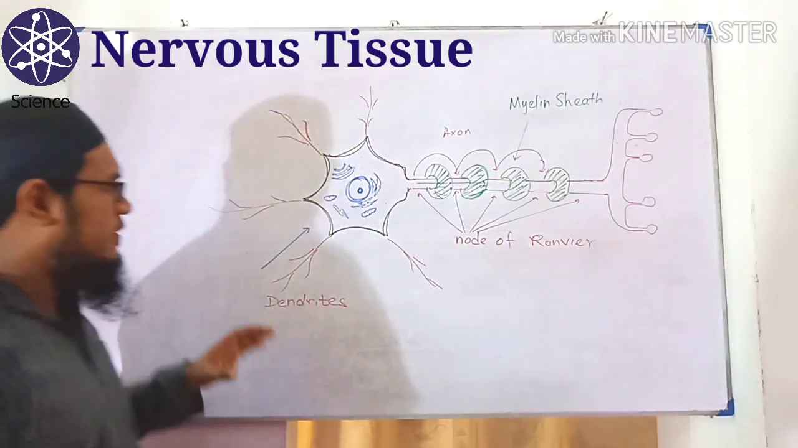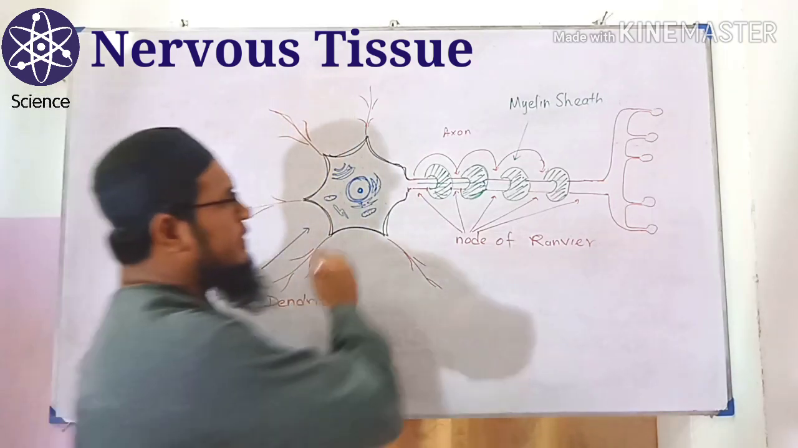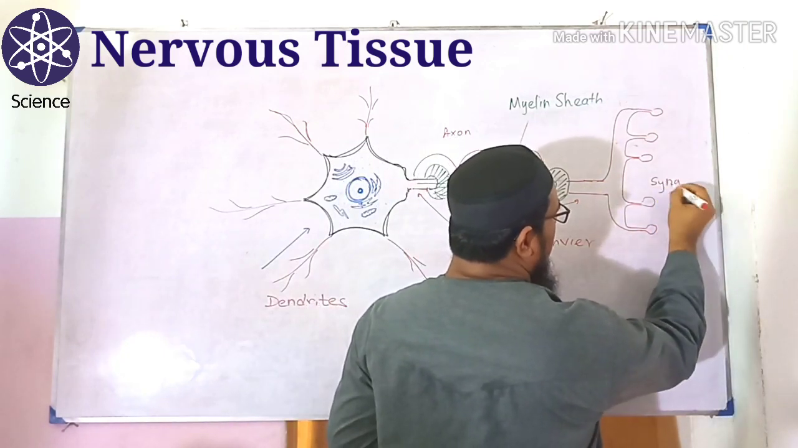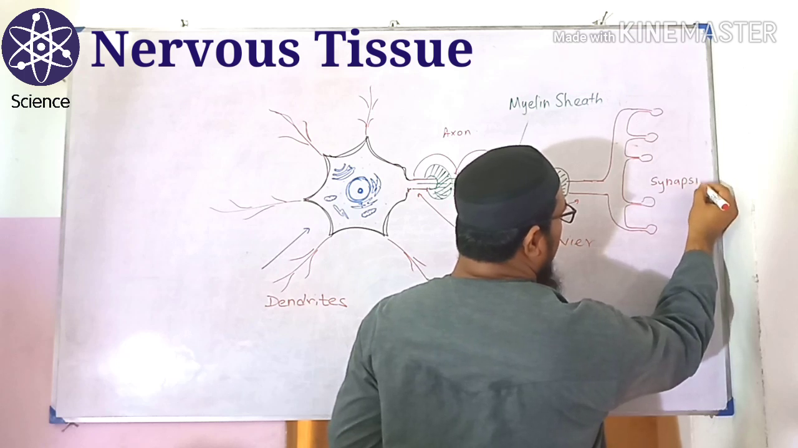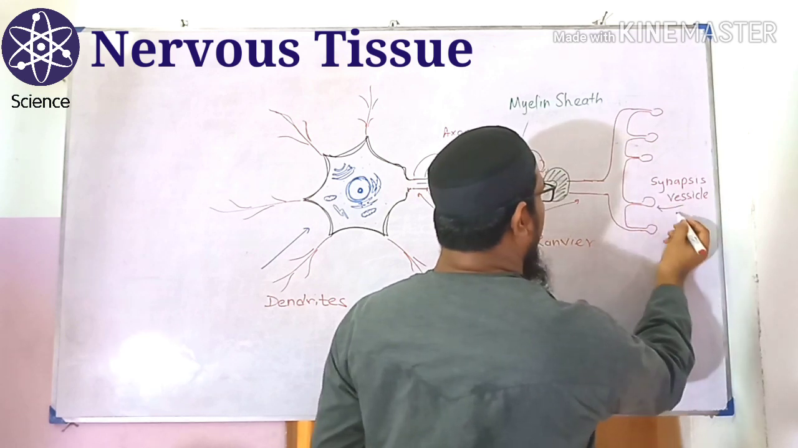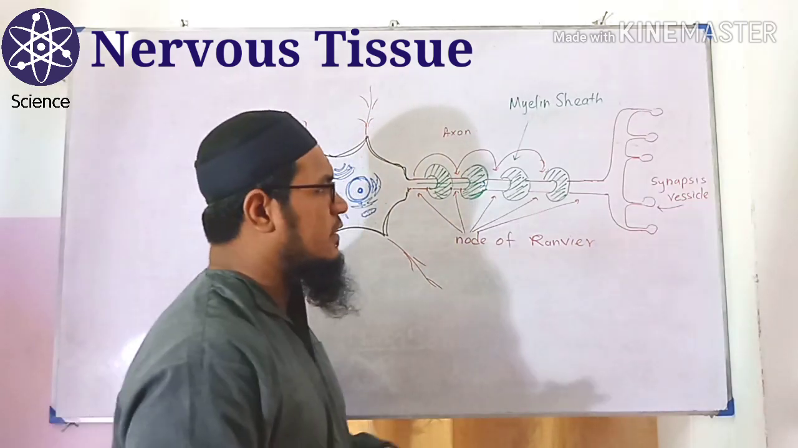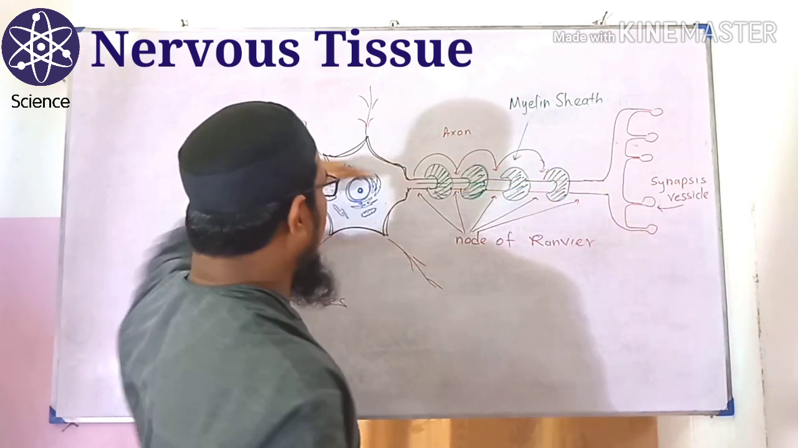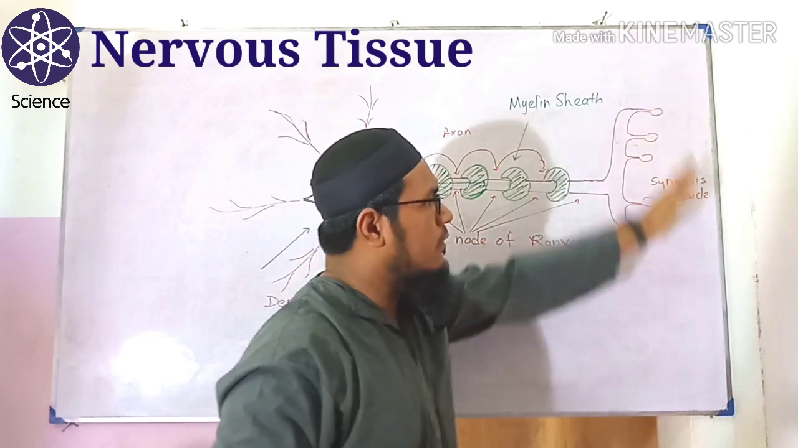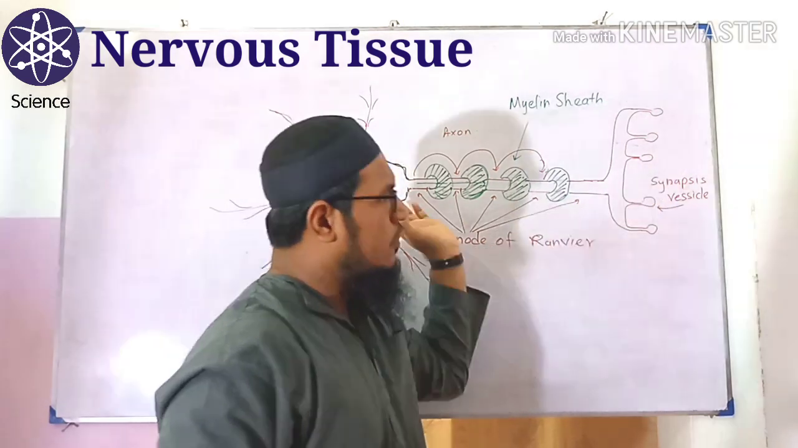So this is the proper structure of a neuron, and this ends at a synaptic vesicle. Fine. So there are many names: synaptic knobs, synaptic vesicle. These can be called in any terms, but finally the impulse comes here and stops at this place. From here on, it can be a muscle or another neuron, whatever. So it keeps on going.